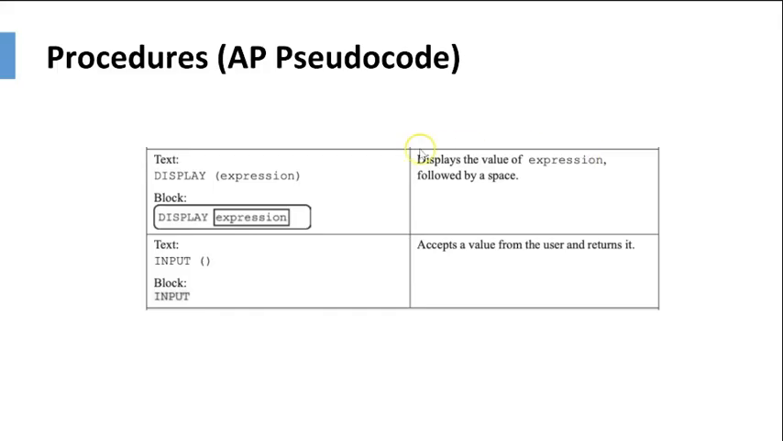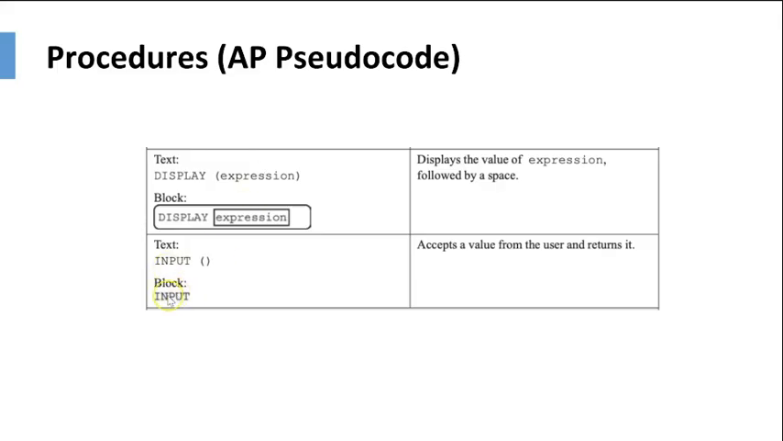So the first example is the display procedure. The display procedure takes an expression and displays that value to the screen followed by a space. So this expression is the parameter or the argument that goes into this procedure, and then display is the name of the procedure. And so we're going to see a couple of different types of procedures, but the first one is called a procedure with a parameter, right? So it has some information that goes into it.